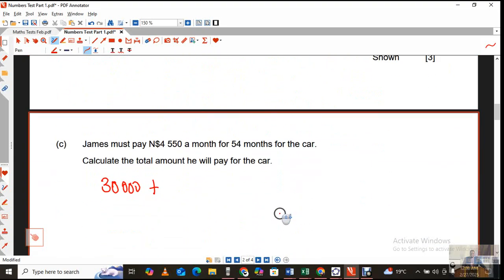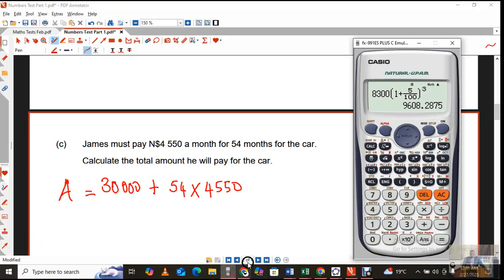And then on top of that, that's a down payment. So on top of that down payment, he must pay 4,550 for 54 months, which is like 4.5 years. So 54 months times 4,550. This would be the total amount that he's going to pay for the car. You can just punch everything as it is on your calculator.